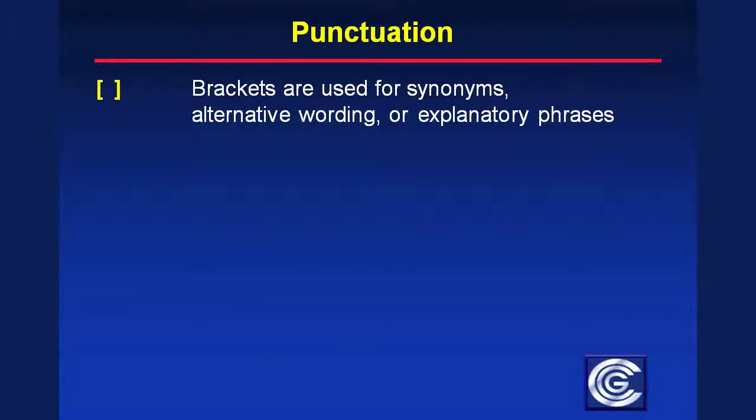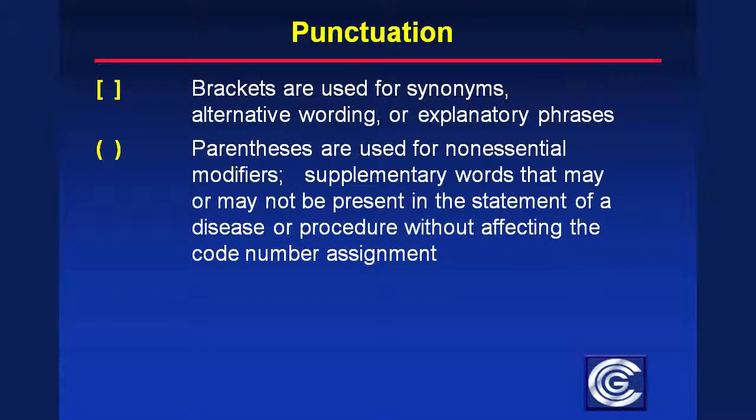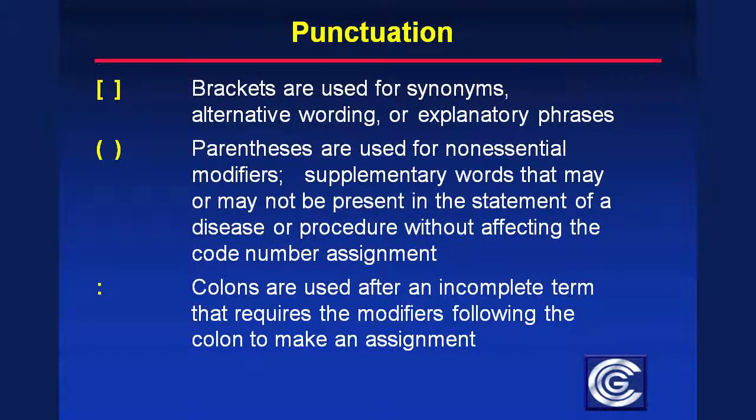In addition to the guidelines, conventions, and specialized terminology within ICD-10, punctuation also plays an important role. Brackets are used for synonyms, alternative wording, or explanatory phrases. Parentheses are used for non-essential modifiers, supplementary words that may or may not be present in the statement of a disease or procedure without affecting the code number assignment. Colons are used after an incomplete term that requires the modifiers following the colon to make an assignment.